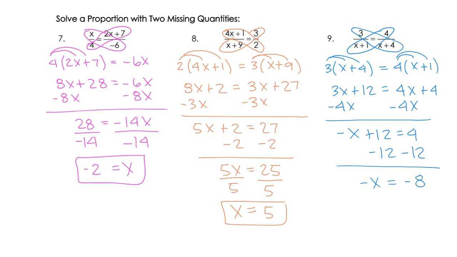I still have to get rid of this negative right here, so I have to divide everything by negative 1. That now makes this x positive. And then again, 2 negatives on the right-hand side also makes that 8 positive as well. So our answer on that one would be x equals 8.